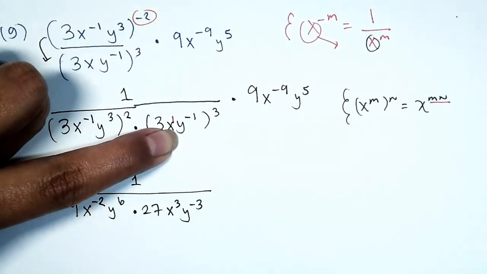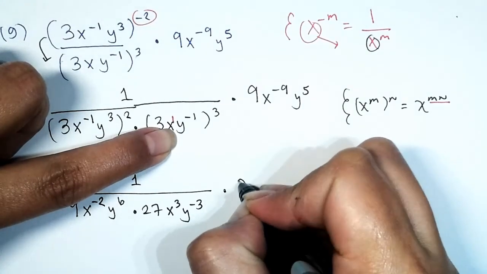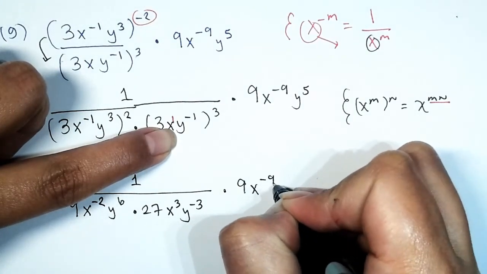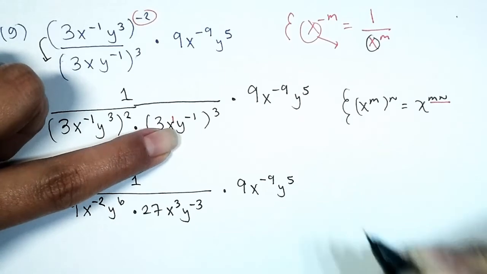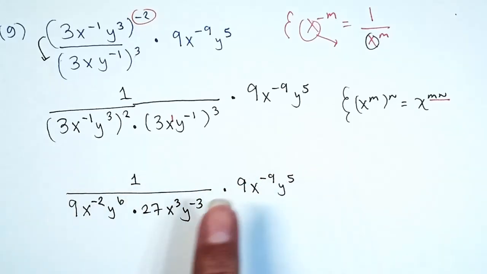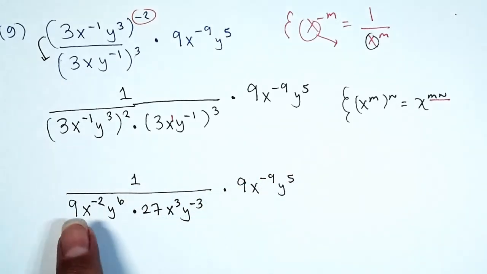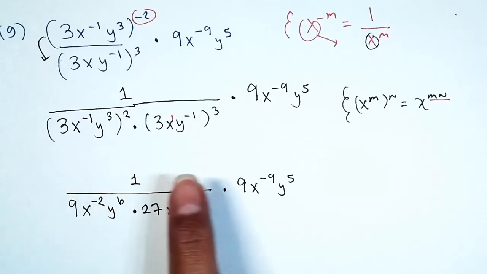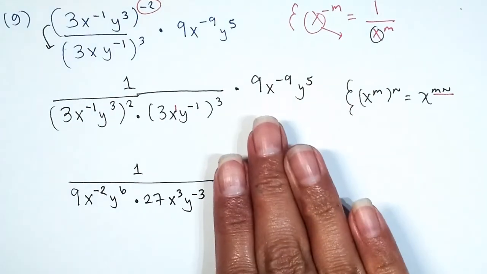Okay, let's bring down the rest of the problem. Times 9x to the negative 9, y to the fifth. At this point, if you want to cancel out common factors, go for it. But you know what? This is actually very hard on my eyes. So with your permission, we're going to multiply across. I'm not really going to simplify this product yet. We're going to multiply across just so we have a single fraction.